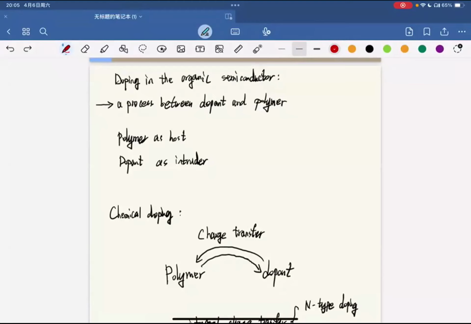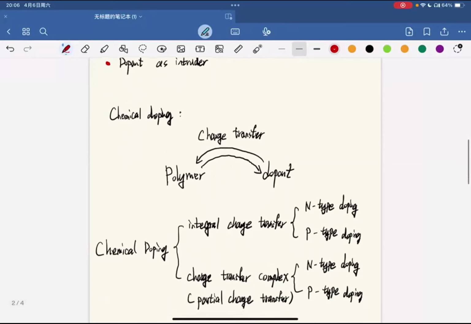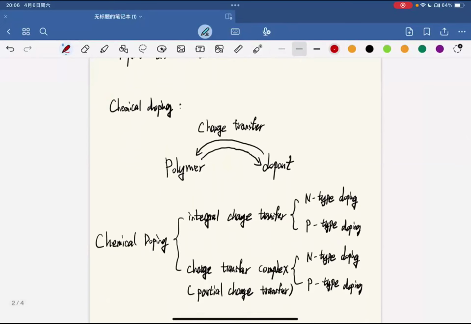Today I'm going to talk about the chemical doping of organic semiconductors. Doping in an organic semiconductor is a process between a dopant and a polymer. We can consider the polymer as the host and the dopant as the intruder. And chemical doping can be achieved by charge transfer between the polymer and the dopant.